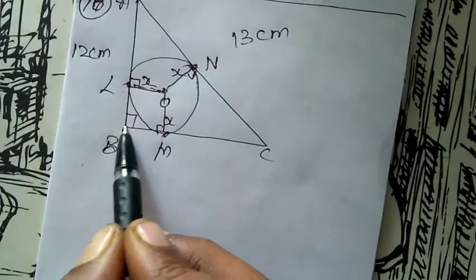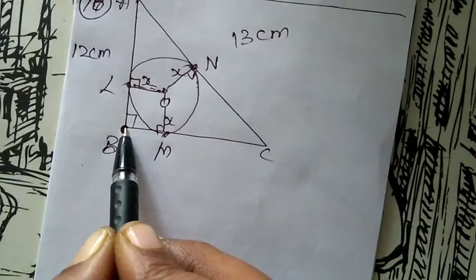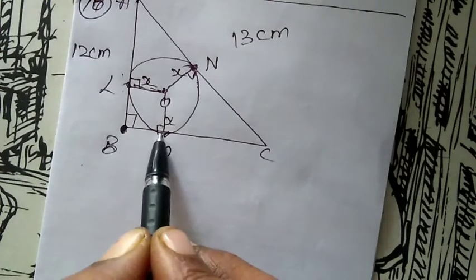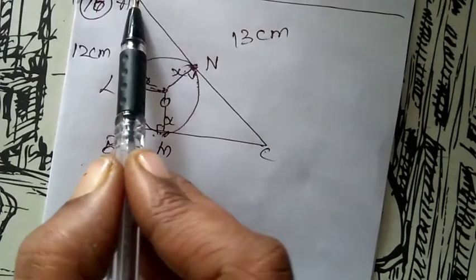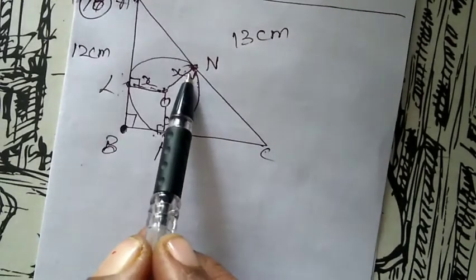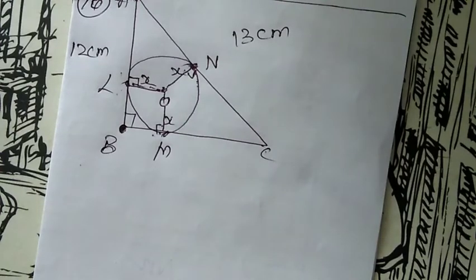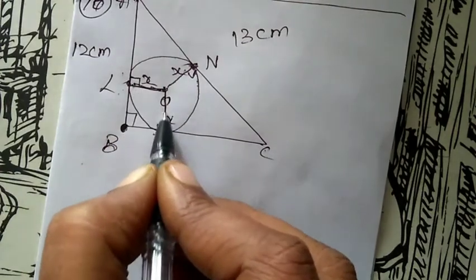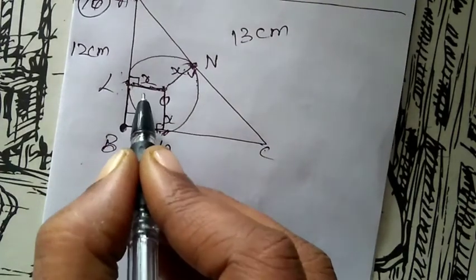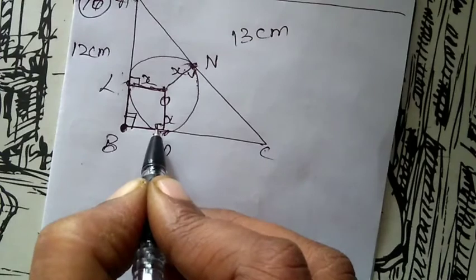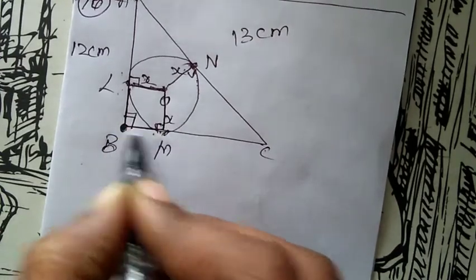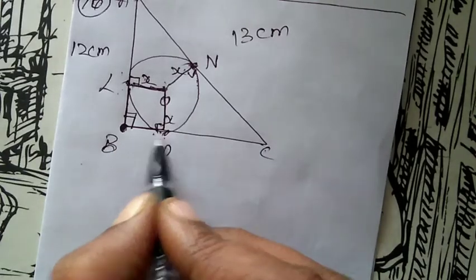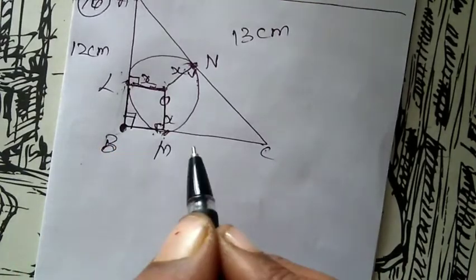Now we know from this diagram, from the external point B, BL equal to BM. From the external point C, CM equal to CN. From the external point A, AL equal to AN. So we are going to use all these measurements now. And when we draw this, you can see this looks like one square, because this is 90, this is also 90, and here the adjacent sides are also equal, angles are 90, OMBL is one square.